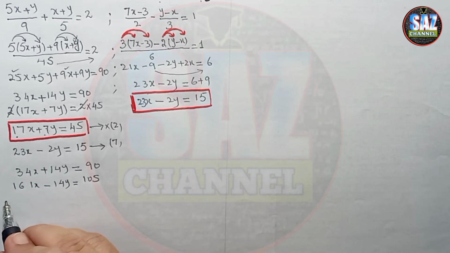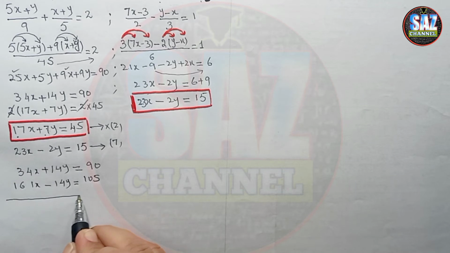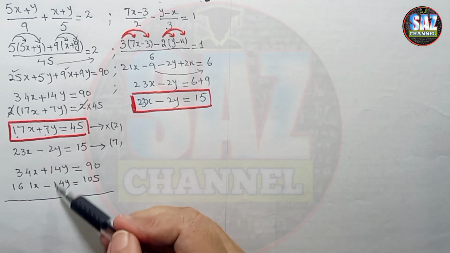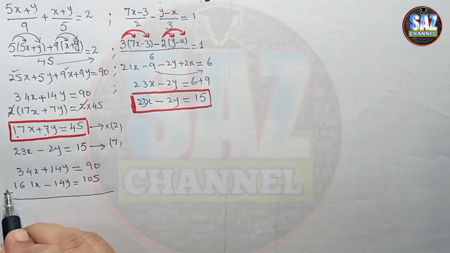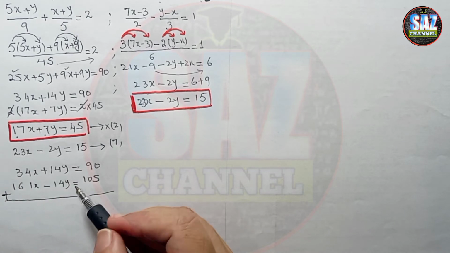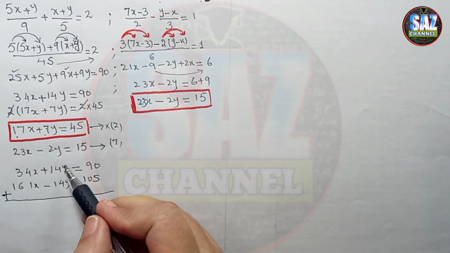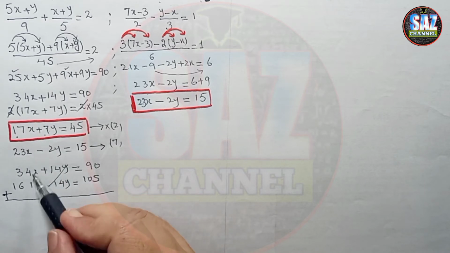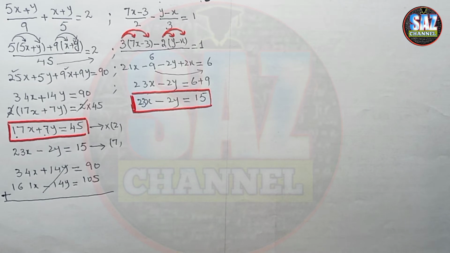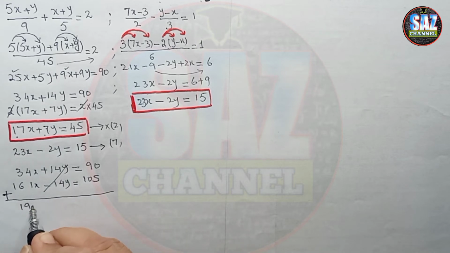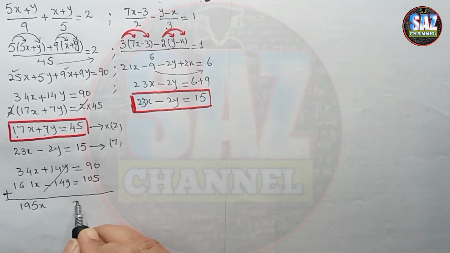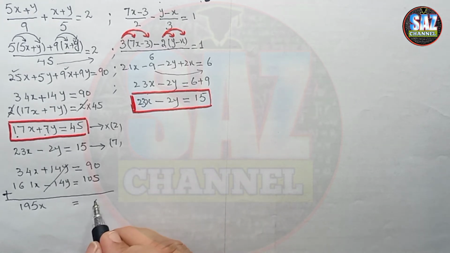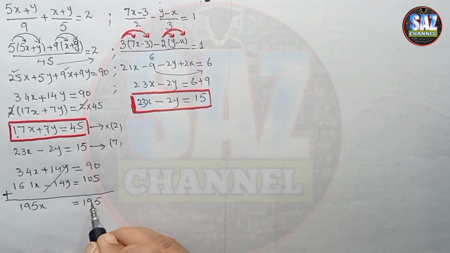Now observe the coefficients and signs of y: same coefficients, opposite signs. So what we are going to do is just add up the equations, and when I'm adding the equations, I can see that the y term will vanish and I will be left with x only. So let me quickly add 34 plus 161, that will give me 195x equals 5, 9 and 195.